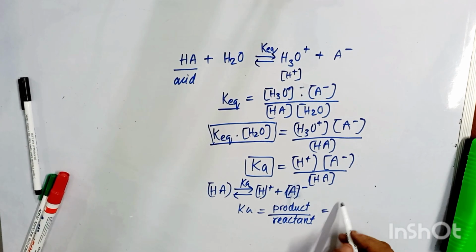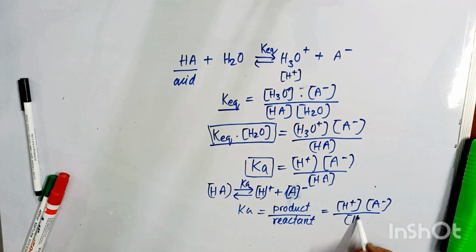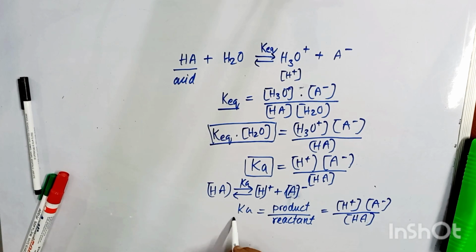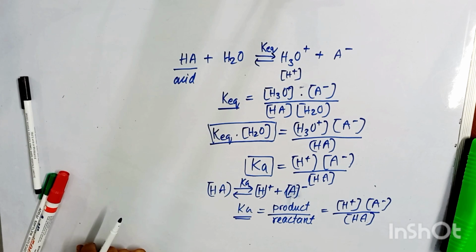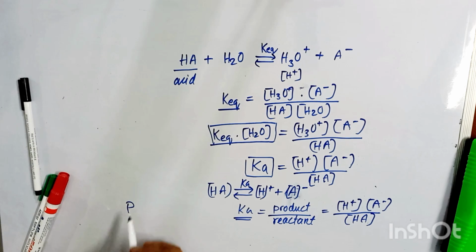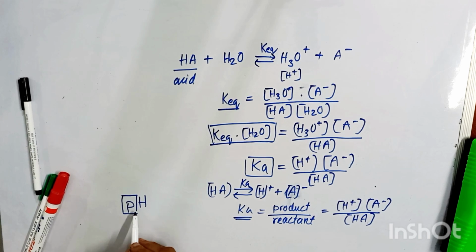Or H plus into A minus, molar concentration of A minus by HA. So this is Ka. If you remember what I have told in your earlier class, what is pH? Let me just revise here. P is the negative logarithm.